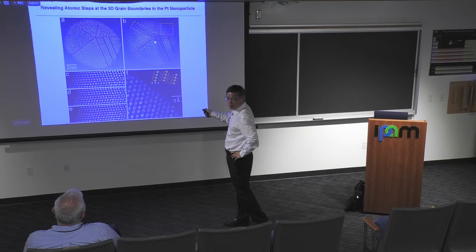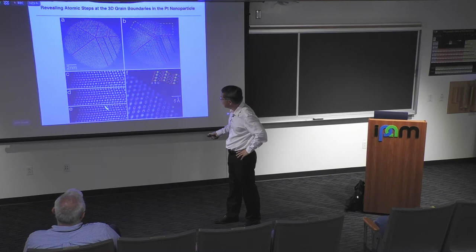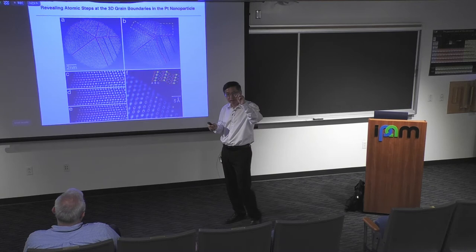So these are three consecutive planes, top, middle, bottom, atomic layers. You can see this one actually shifted. Okay, here's a mirror, right? So it's not along this line anymore. So these are atomic steps at the twin boundaries.